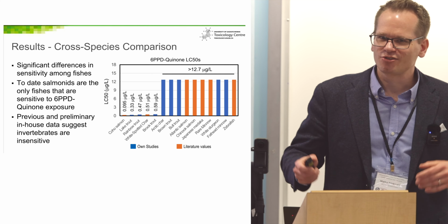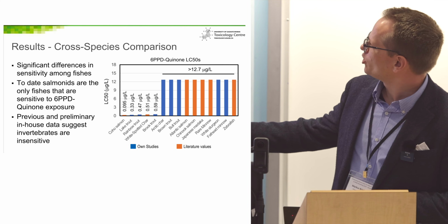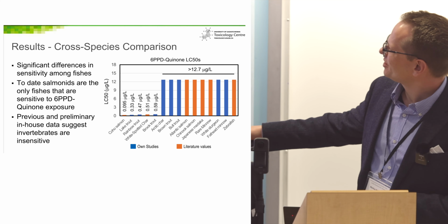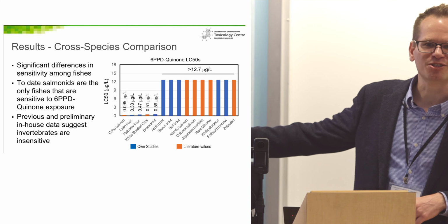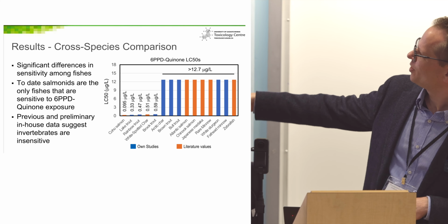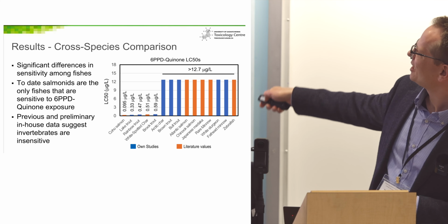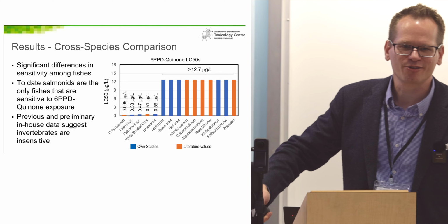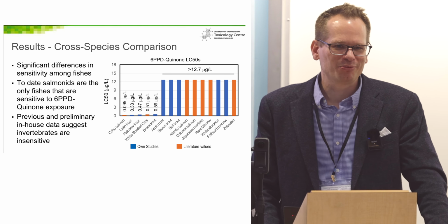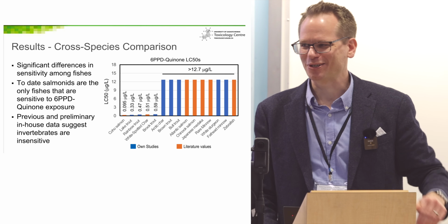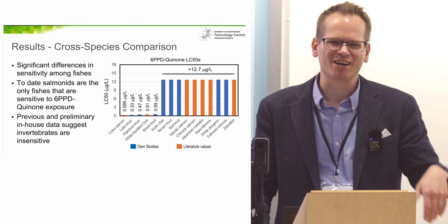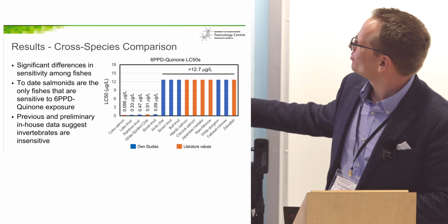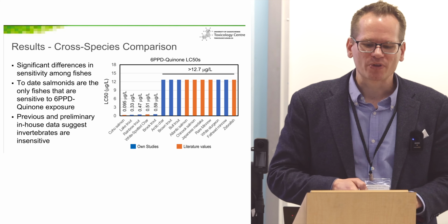So now if we put all of this together, our own studies here in blue, as well as literature values in orange, you really see there's basically 2 camps here among the fish species. All the sensitive ones are on the left here, all the insensitive ones are on the right here, and we lump them all together as being greater than 12.7 because that was the lowest high concentration that was reported as measured. All the others might have been exposed to higher concentrations, but nothing happened, right? So it's really basically those 2 distinct groups.